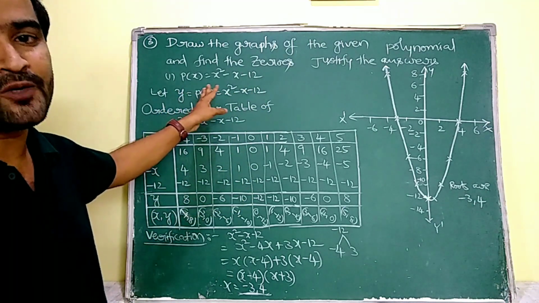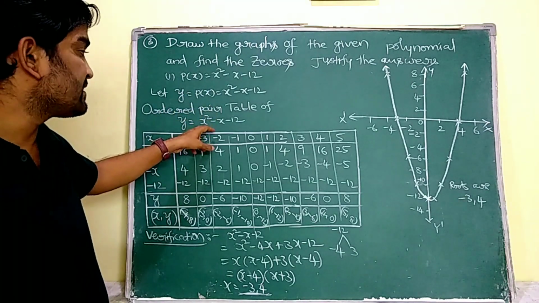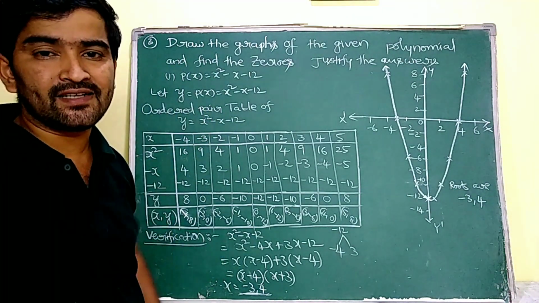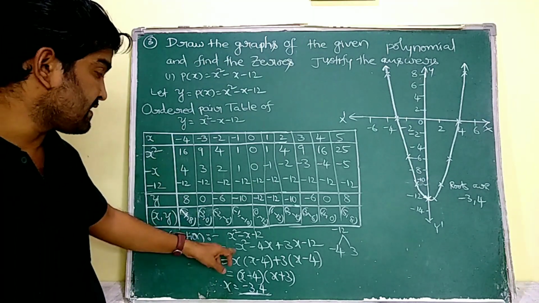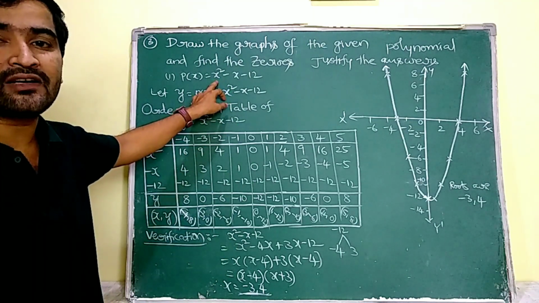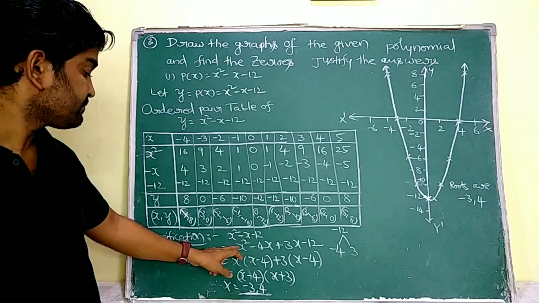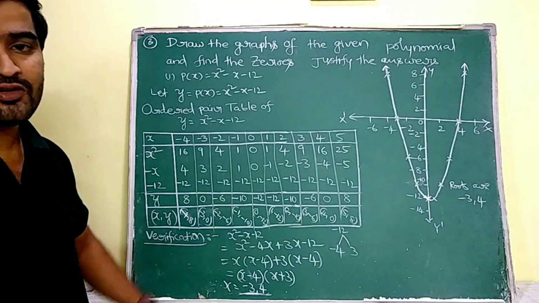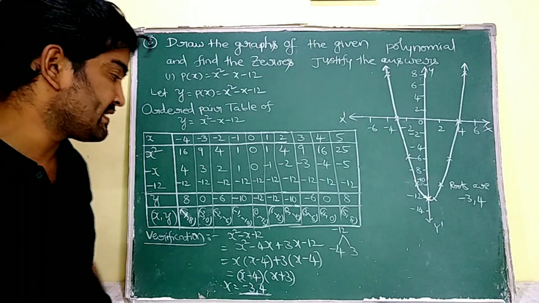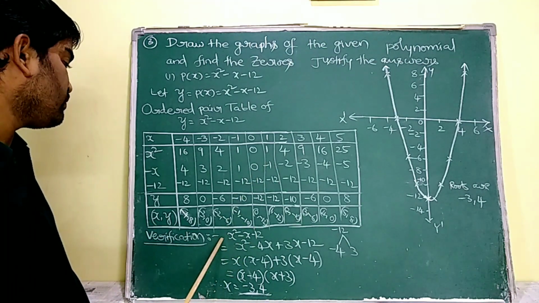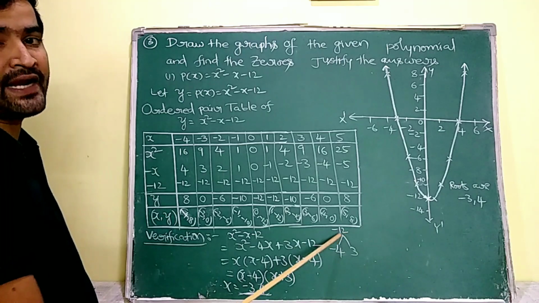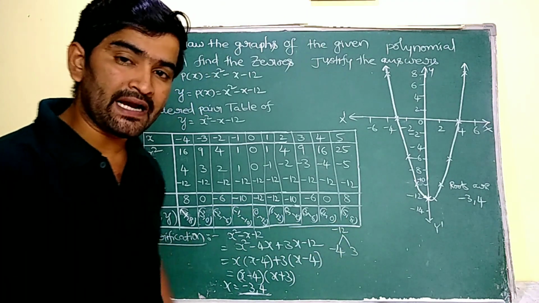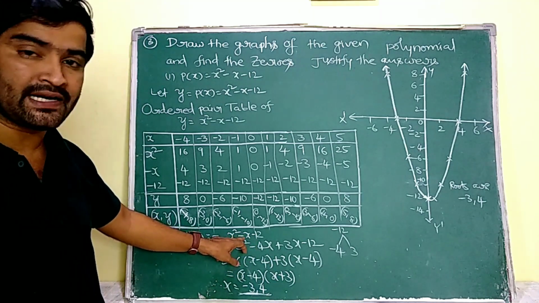So we have to write the ordered pair table of the graph y is equal to x square minus x minus 12. For that we already discussed that we have to do the verification first. That means we have to calculate the zeros of this polynomial. So x square minus x minus 12, its zeros are going to be calculated by factorizing it. See here minus 12 into 1, that is minus 12. This minus 12 is going to be split into two numbers whose product is going to be minus 12 and whose sum is going to be minus 1.